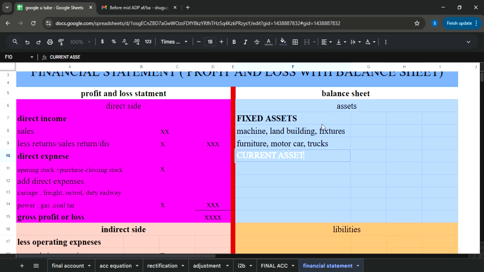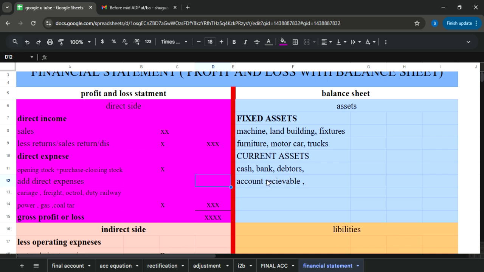Current assets, those assets which you will have for the shorter period of time. This will include cash, bank, debtors, account receivable. Okay, we will use second line. Account receivable or notes receivable, bill receivable, you will write over here. Okay, let me put all receivables over here.